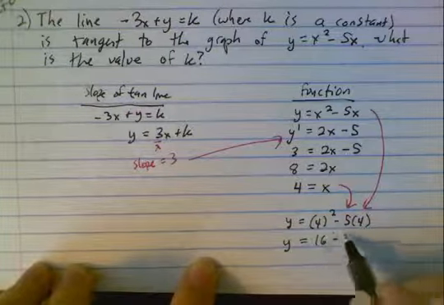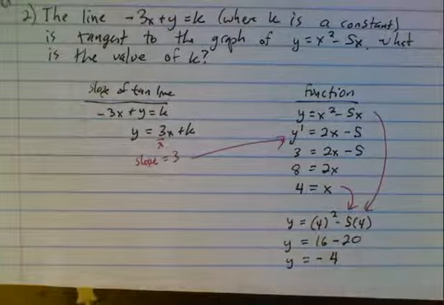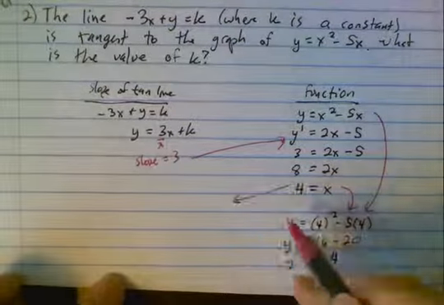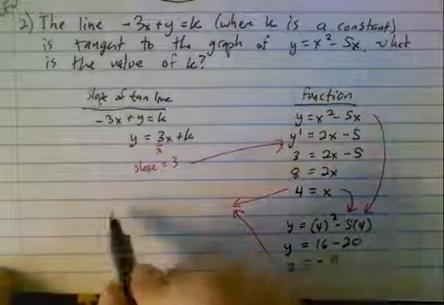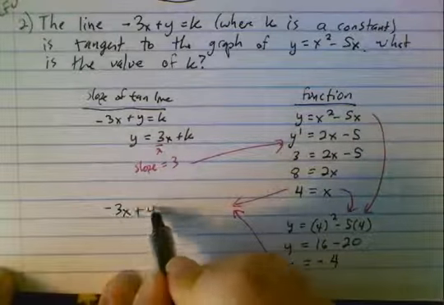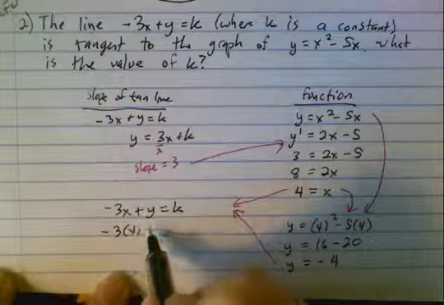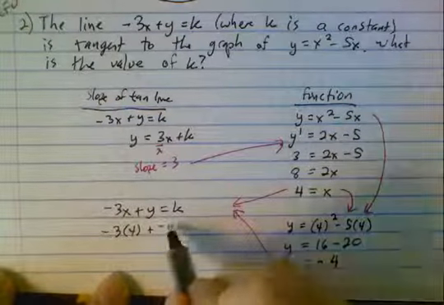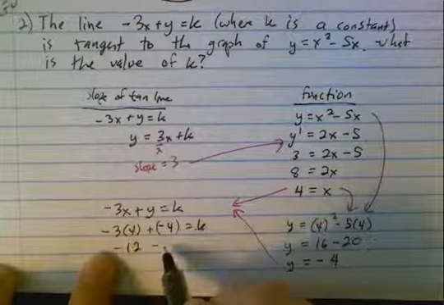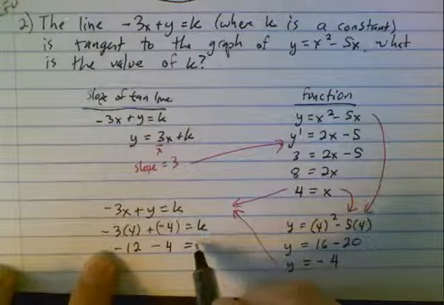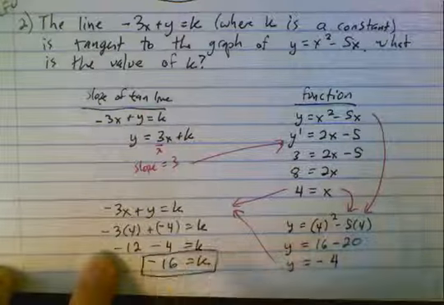So y is 16 minus 20. y equals -4. Now we can take both of those and put them into our original equation. So this is -12 minus 4 equals k. k is -16.